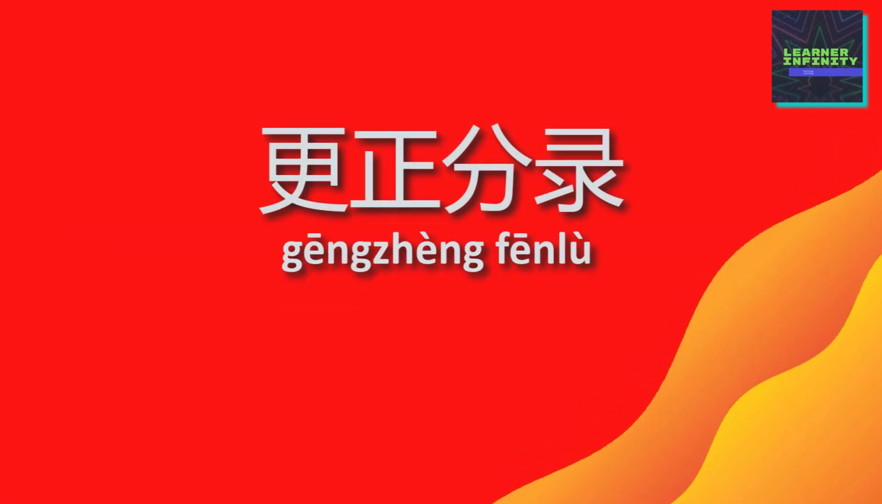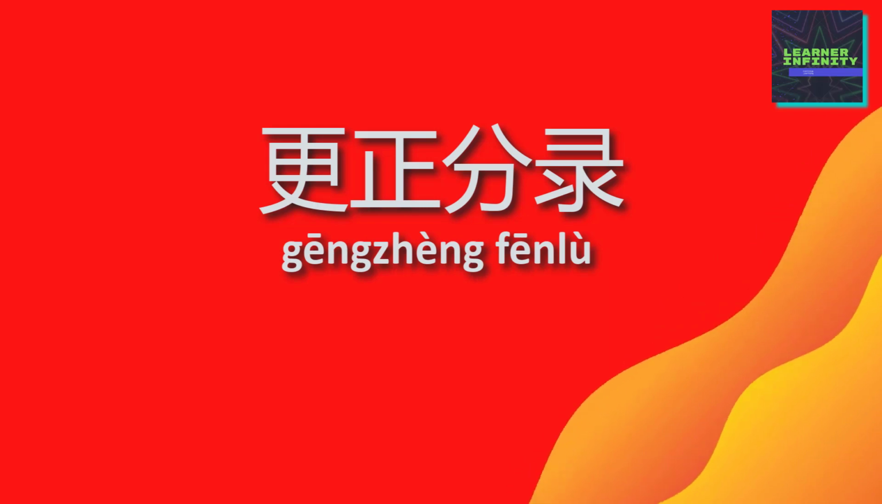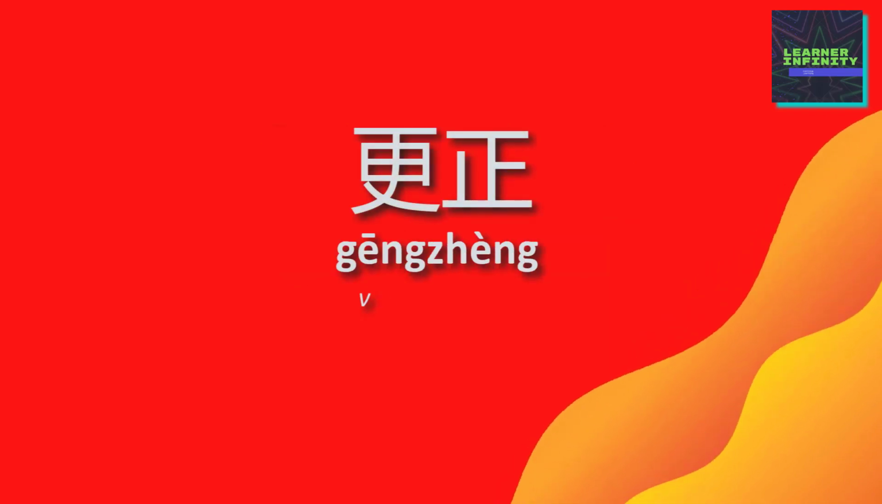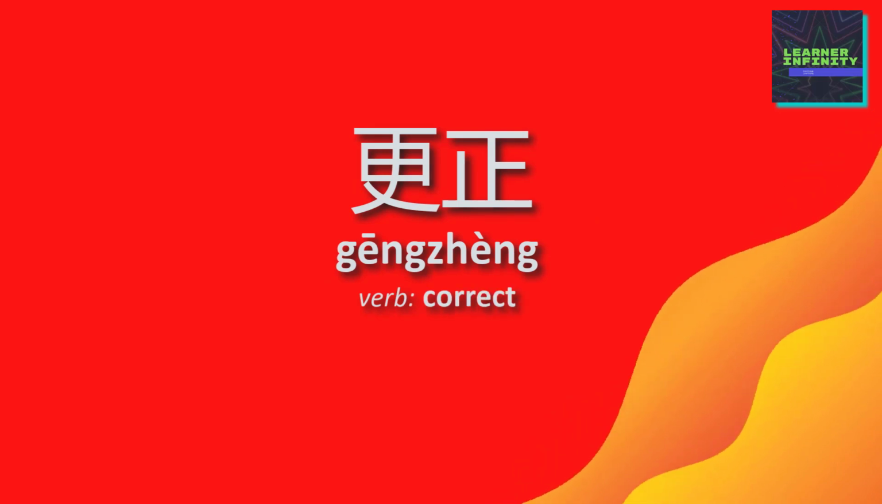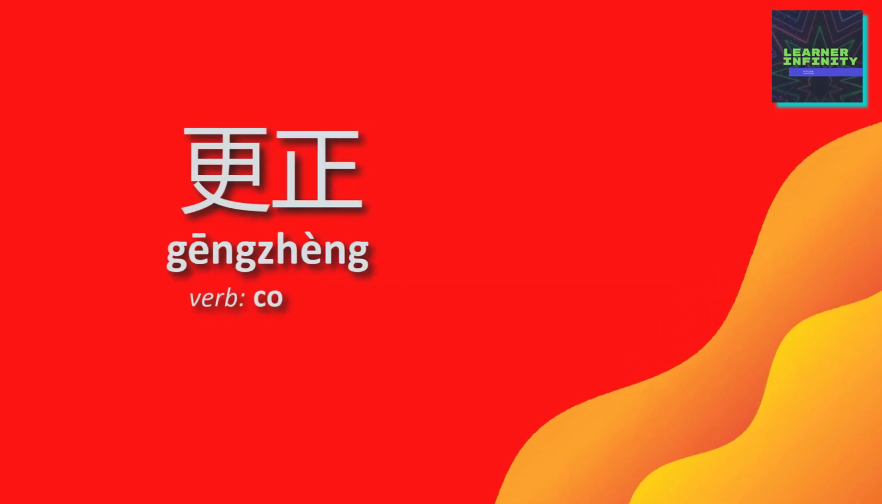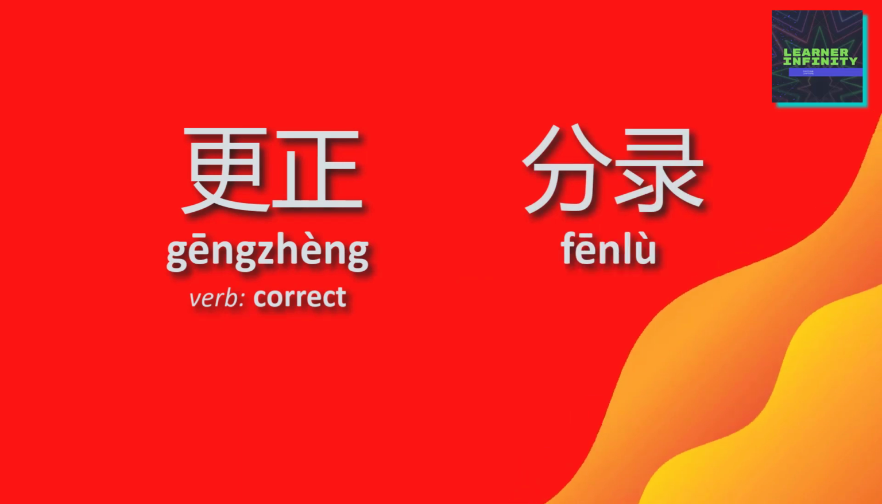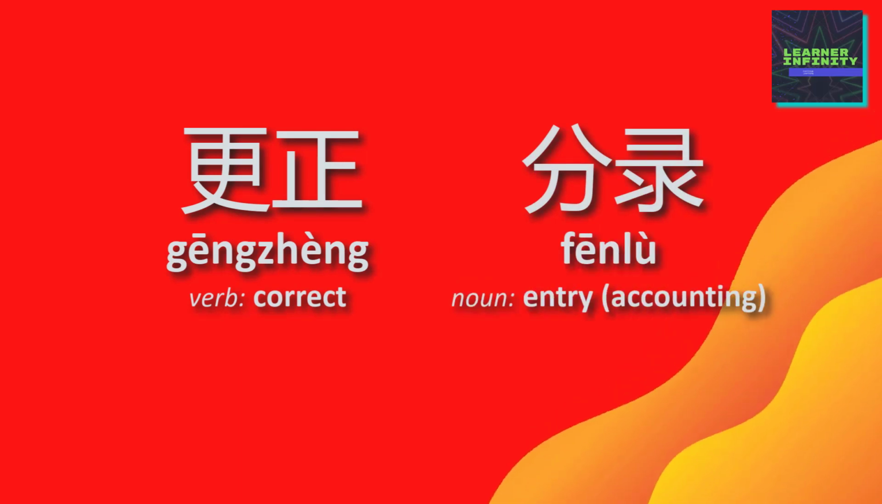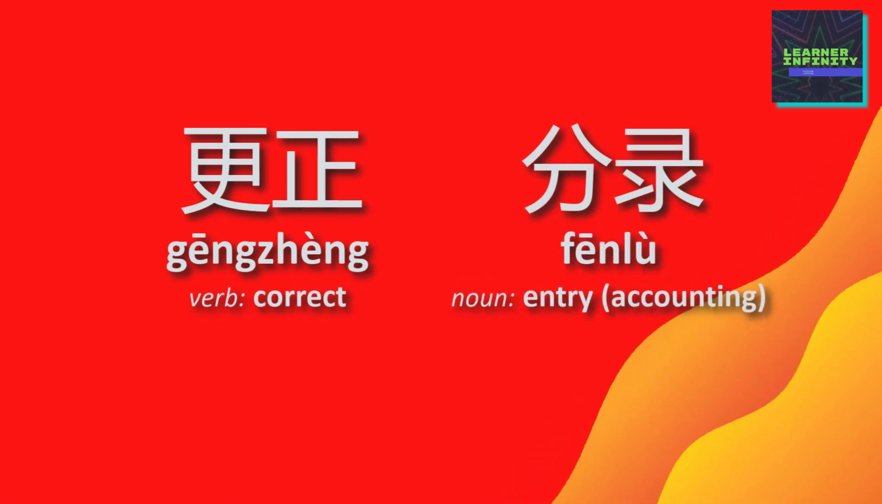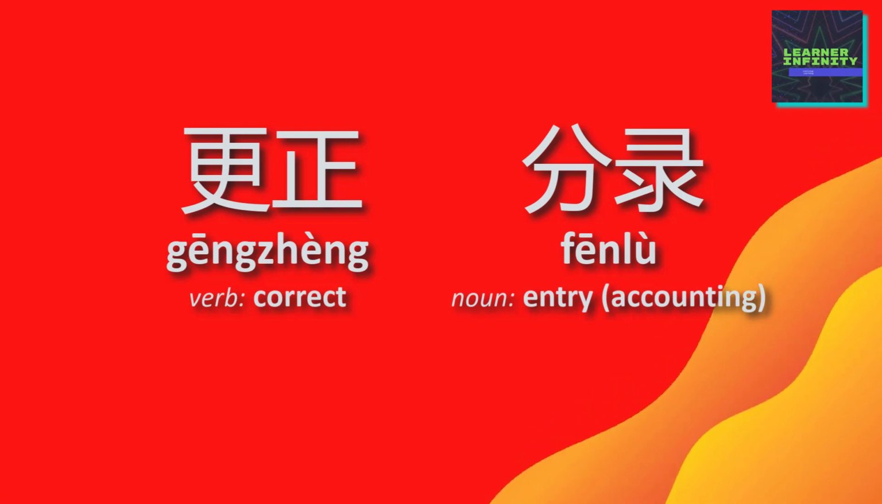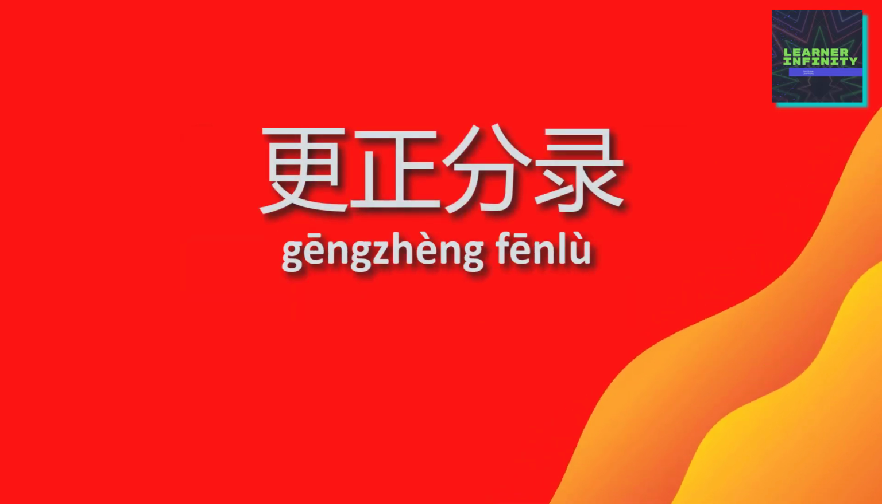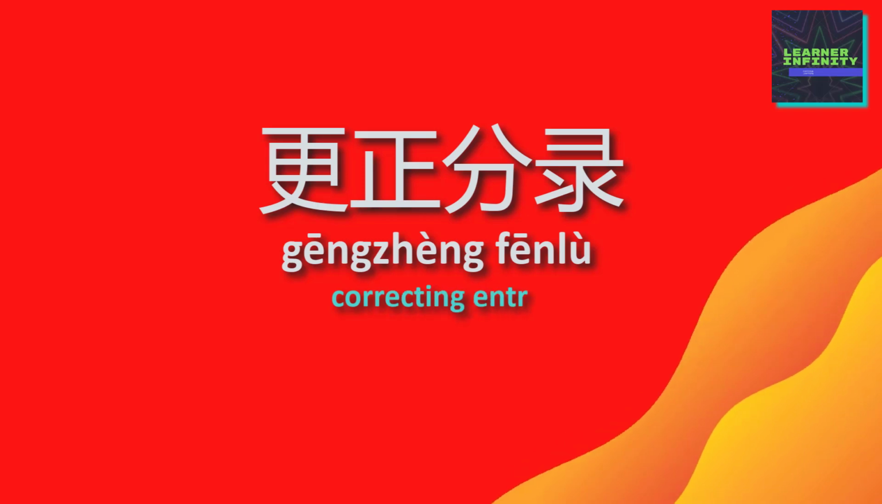更正分录. How is the word 更正分录 composed? Here's the first part. 更正 is a verb which means to correct. Combining 更正, which means to correct, and 分录, which means an entry in accounting, 更正分录 pertains to which accounting term? The answer is 更正分录 means correcting entry.